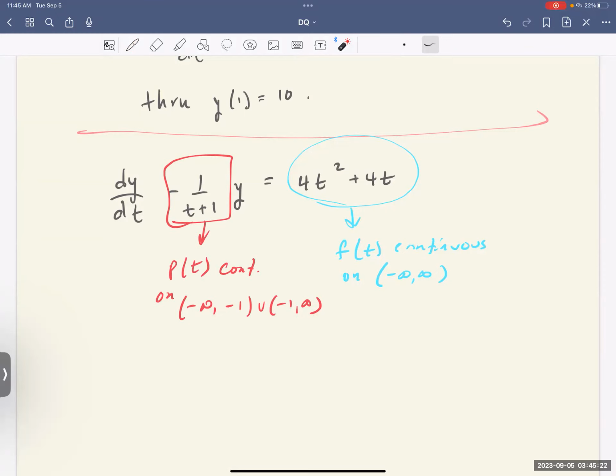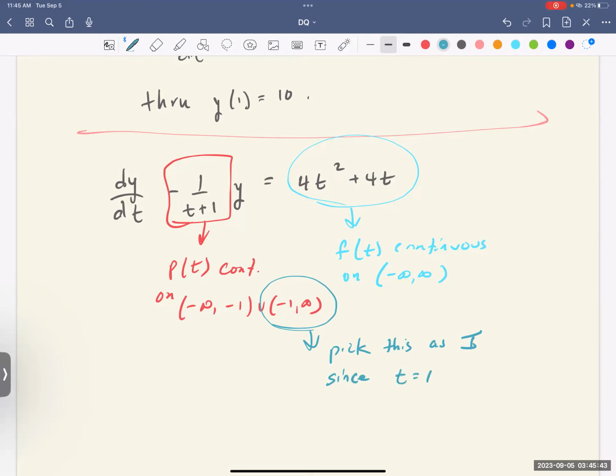And notice y of 1 is 10. That has an input t being 1. That t equals 1 needs to exist either here or here, and it's in this one. So we're going to pick this as I, since t equals 1, our initial condition, is in negative 1 to infinity.